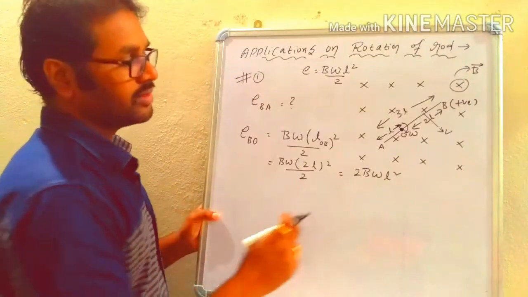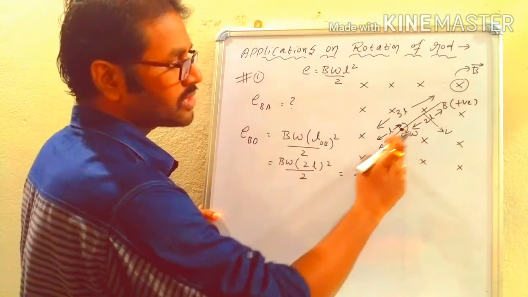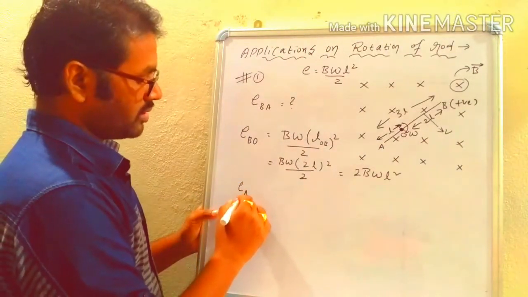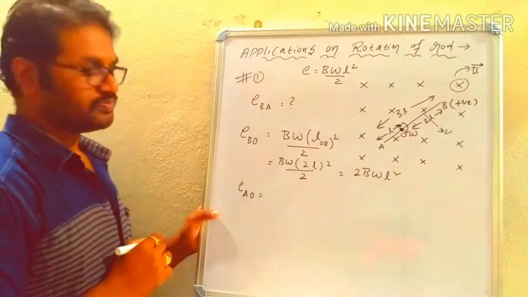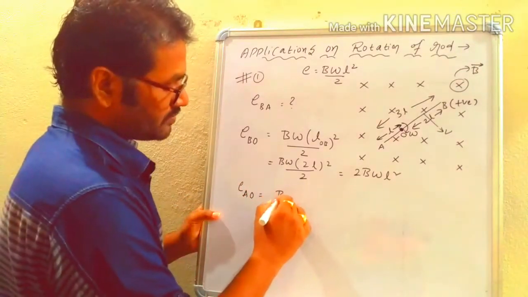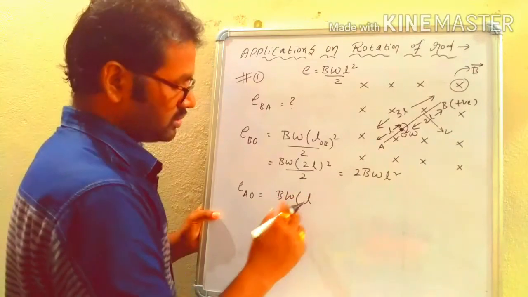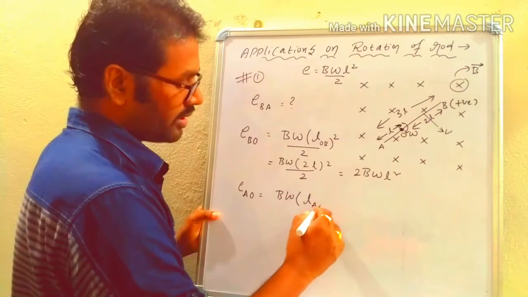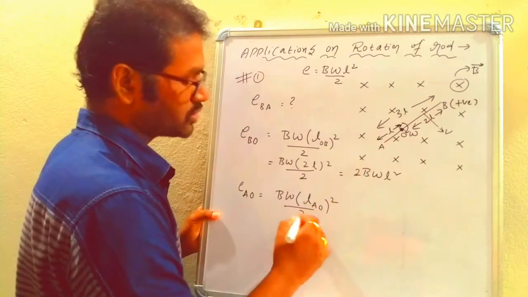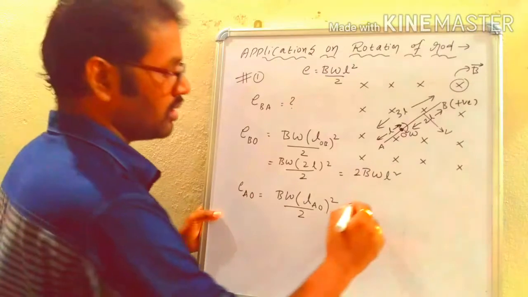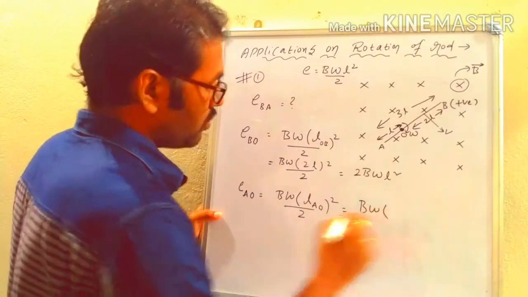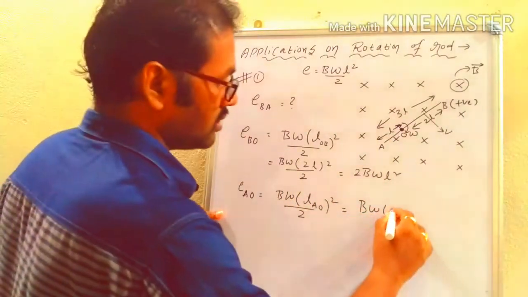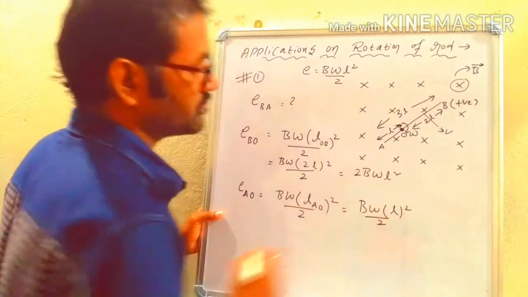Similarly, we need to find the EMF across the points O and A. You can write E_AO, which is equal to B omega into the distance between these two points, L_AO, whole square divided by 2. What is the distance between the points O and A? It is L. So it is B omega L square divided by 2.